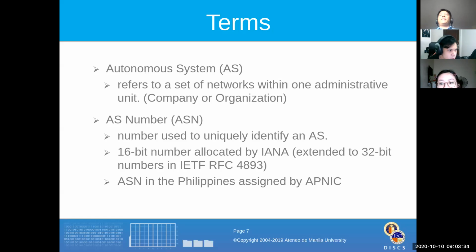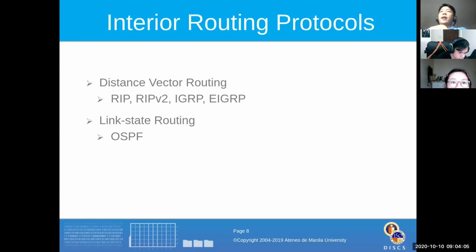The ASNs in the Philippines are assigned by a governing body called APNIC, right, or the Asia Pacific Network Information Center. Different parts of the world get assigned their addresses and numbers, ASN numbers, by different entities. So in the States, there's an organization called ARIN, and in Latin America, there's LACNIC, and in Europe, there's RIPE. Right? So here in the Asia Pacific, we are under what is called 18. So our AS number, for example, in Ateneo is 18188. Right? So interior routing protocols.